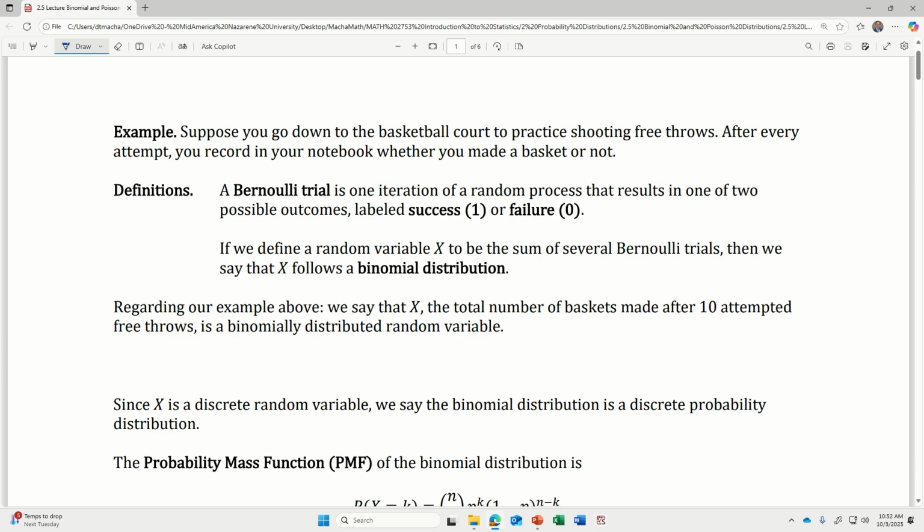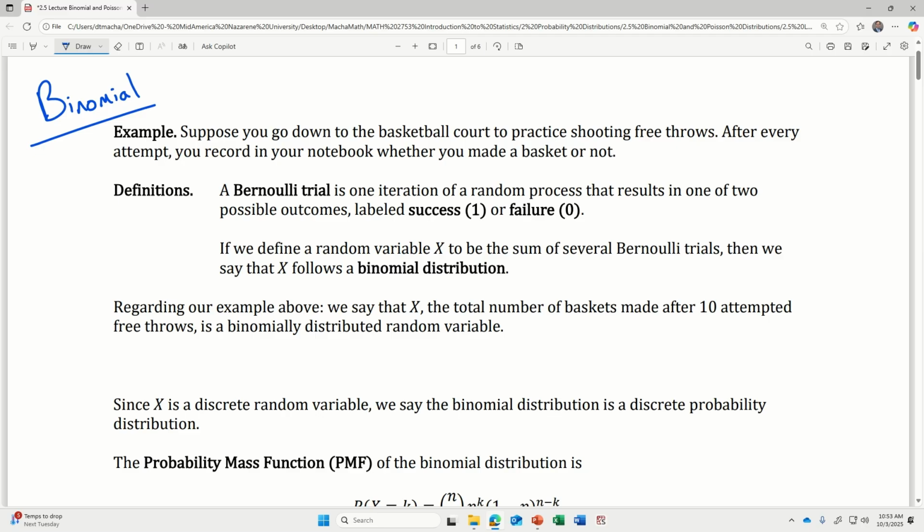So today we're talking about three different discrete probability distributions that show up really commonly. Their names are the binomial distribution, the Poisson distribution, and then we're going to talk again about the discrete uniform distribution. So first, the binomial distribution. When does this distribution show up?